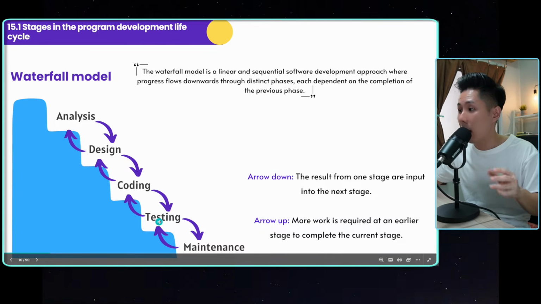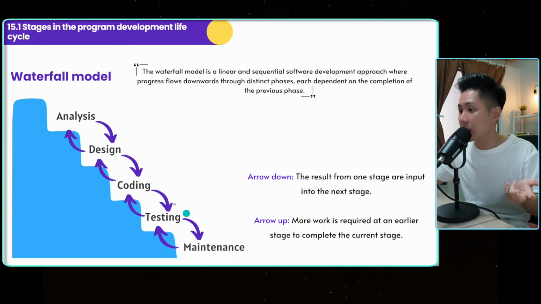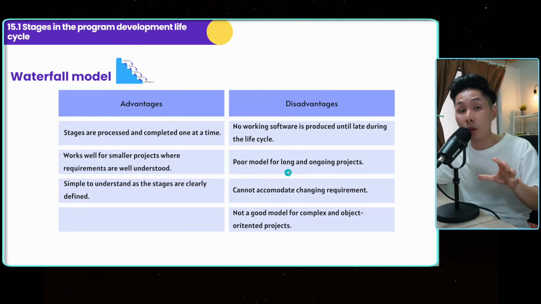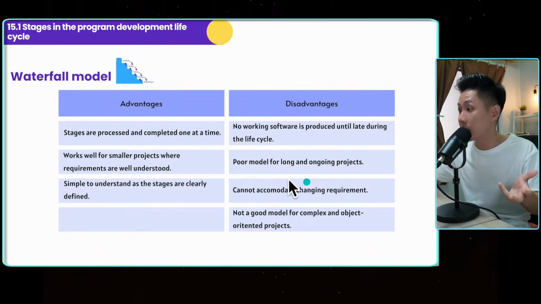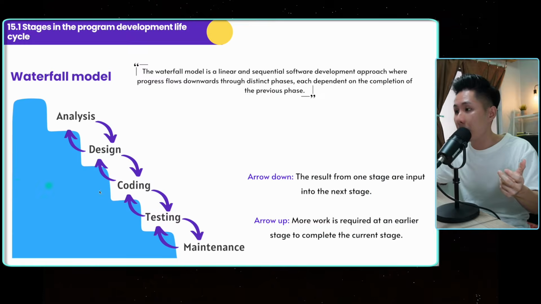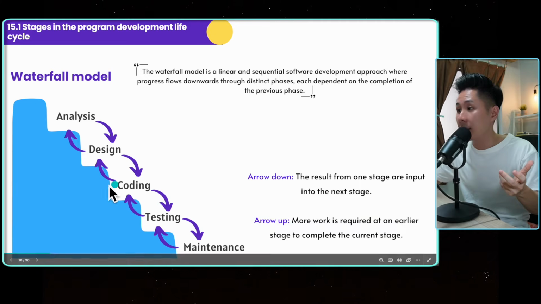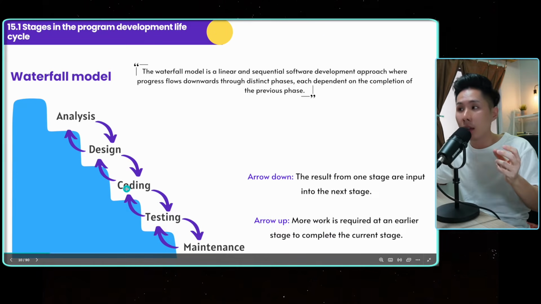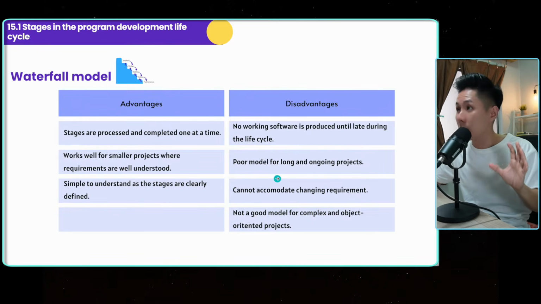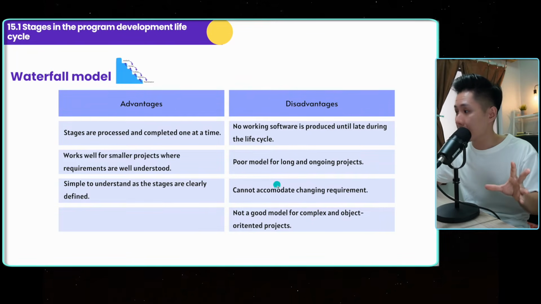be shipped after the testing phase. And it's a poor model for long and ongoing projects because requirements might change, which is the third disadvantage. It cannot accommodate changing requirements, which means that if you're in the coding phase already, you can't add more features, because otherwise you have to go two levels back up. So this is not a good model for a big project.